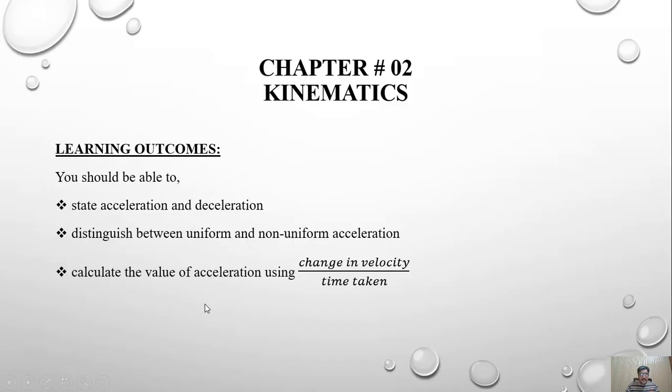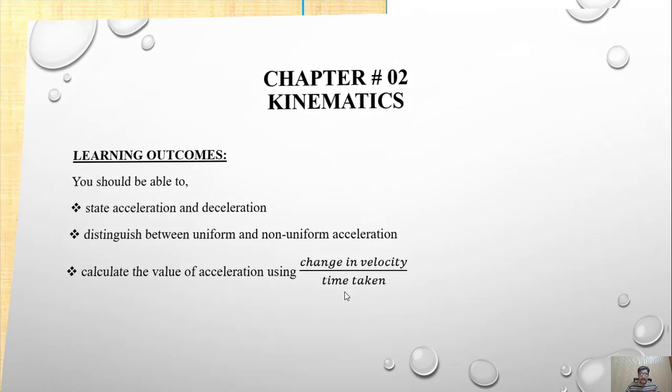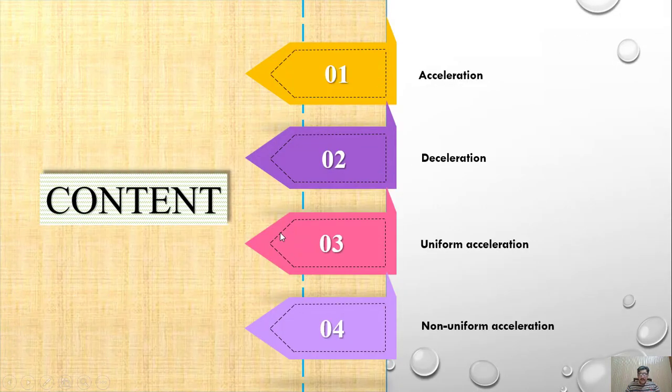Learning outcomes of today's lesson are: you should be able to state acceleration and deceleration. You should be able to distinguish between uniform and non-uniform acceleration. You should be able to calculate the value of acceleration using this mathematical relationship, that is change in velocity divided by time taken. So the contents which I am going to cover in today's lesson are acceleration, deceleration, uniform acceleration and non-uniform acceleration.